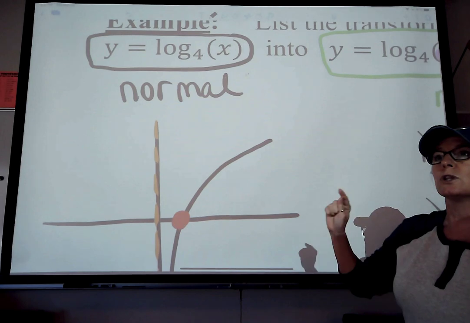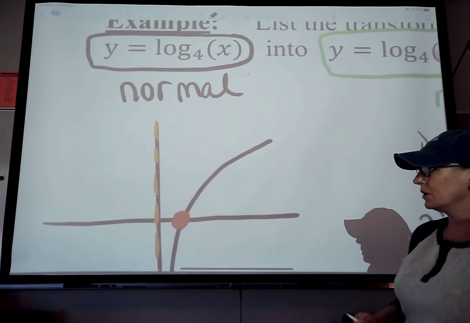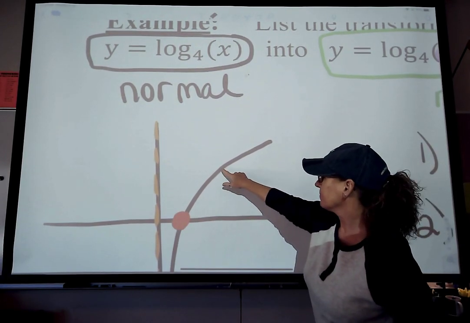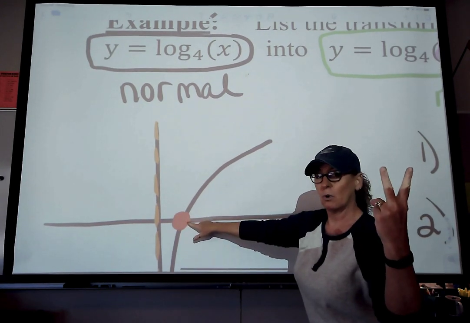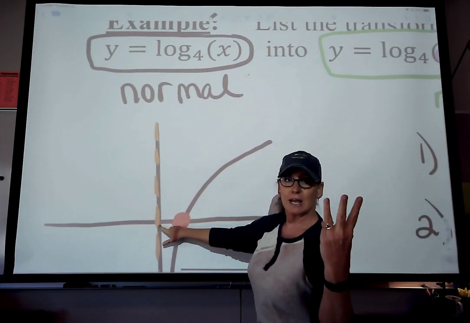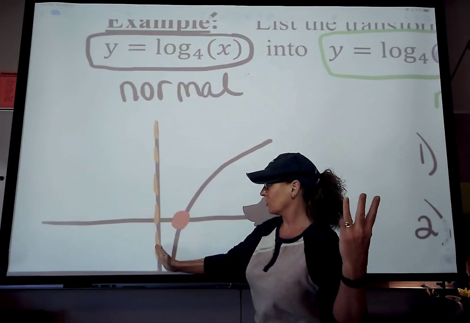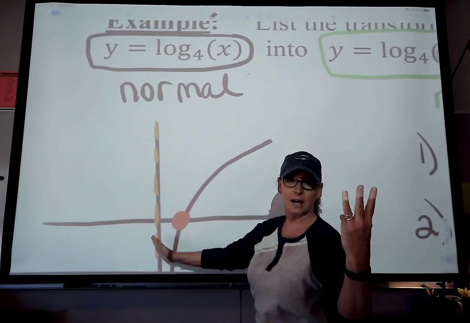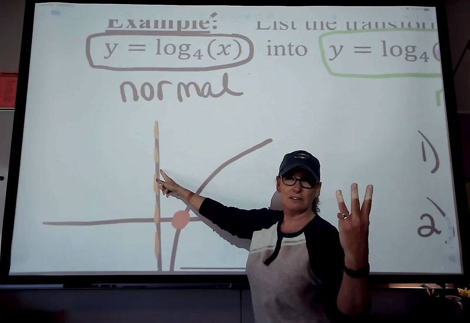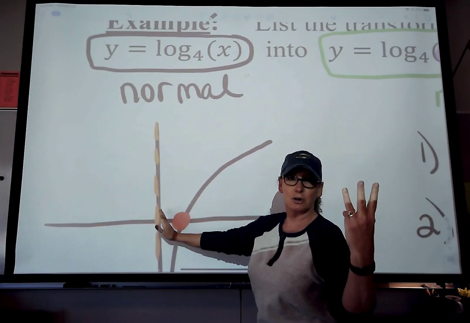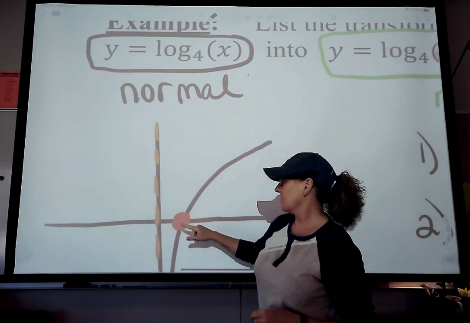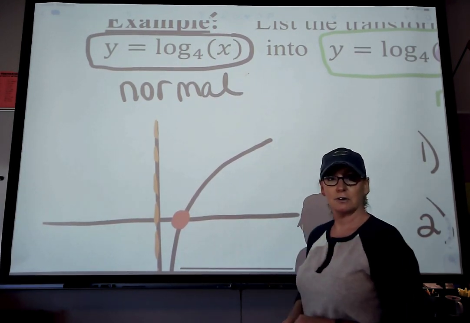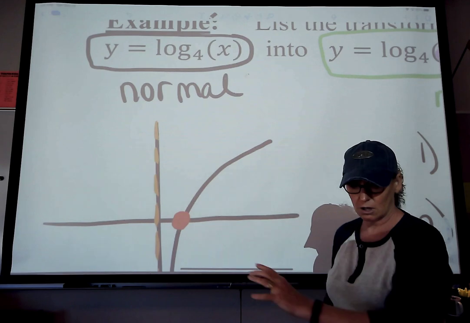Now, keep in mind, remember I want you to memorize this. A normal log graph: know the shape, know the important point, and know the asymptote. It never crosses the y-axis, okay? So I've drawn an asymptote kind of in orange, asymptote at x = 0. The important point is 1, 0, and I've drawn the shape of the graph. That's for a normal logarithm.